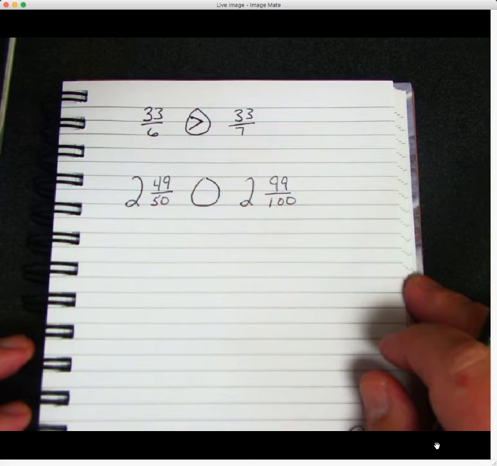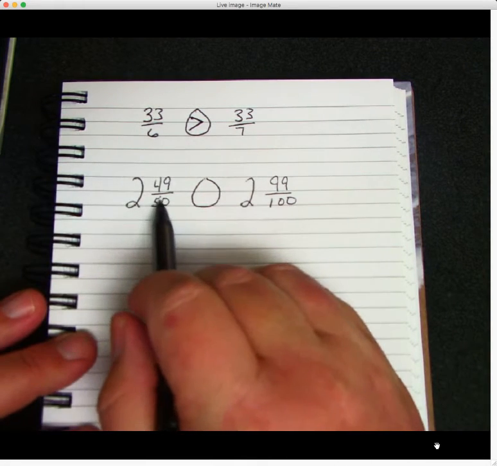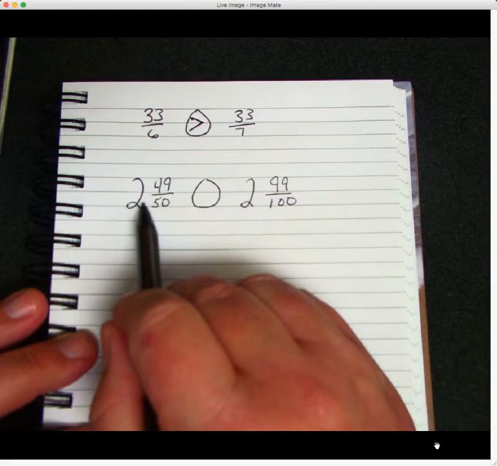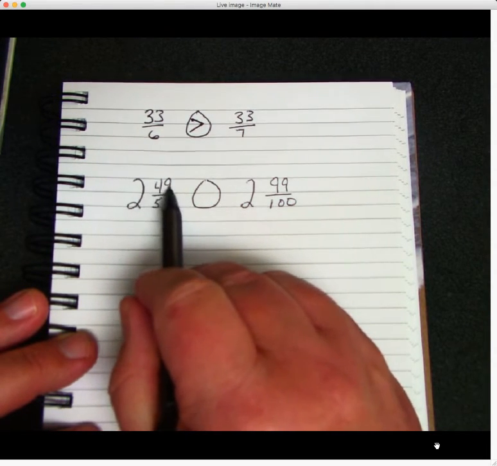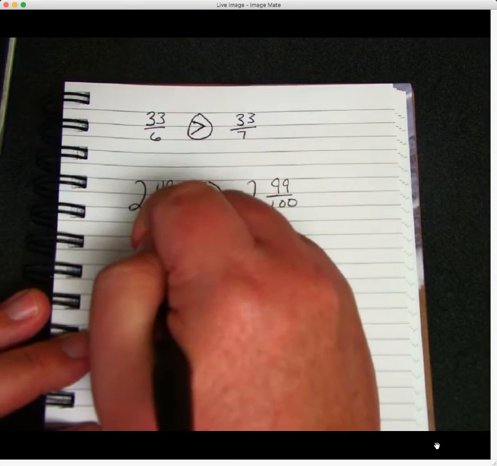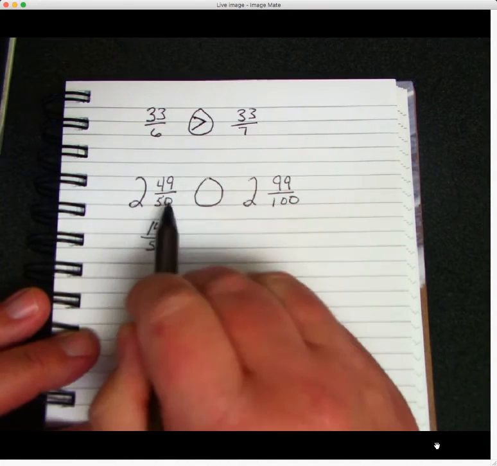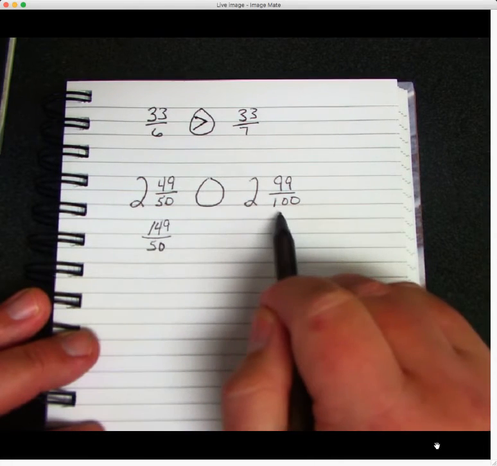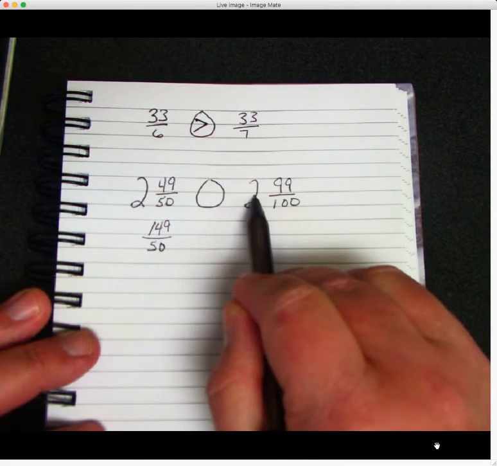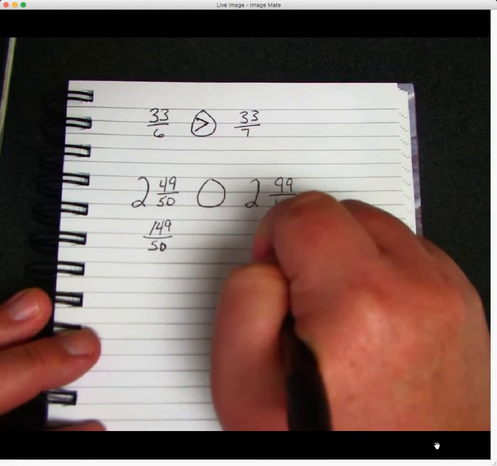So here's the way I'm going to do this. Now, I'm going to use it a little different way this time. I'm going to go ahead and do my multiplying. 50 times 2 is 100. 2 50s are 100, right? And 100 plus 49 more would be 149 50ths. Okay, see how I did that? 50 times 2 is 100, plus 49, 149 50ths. This side, 100 times 2 is 200, plus 99 is 299 100ths.